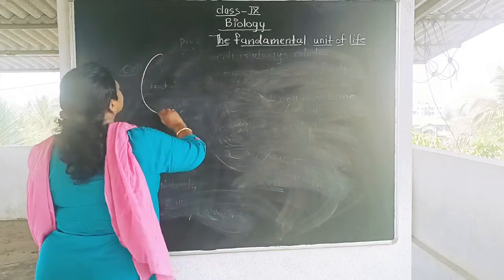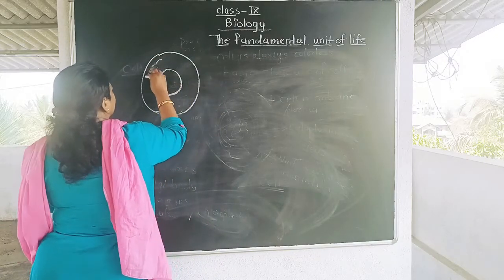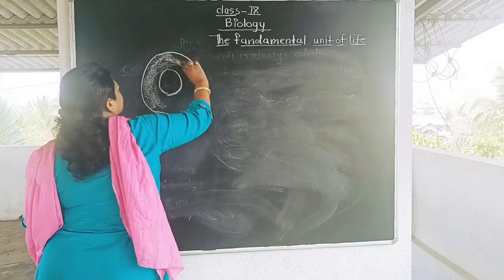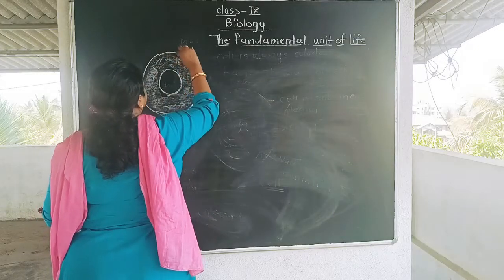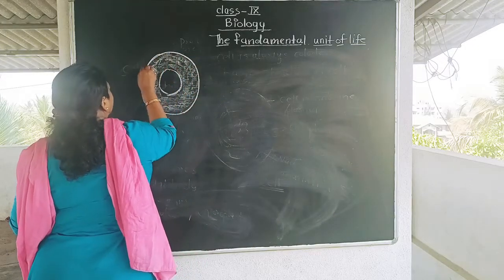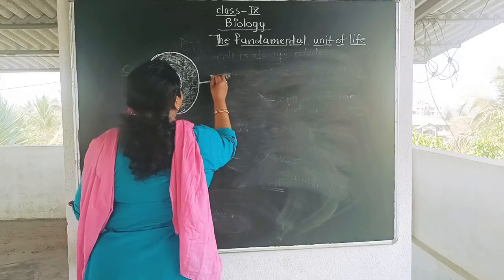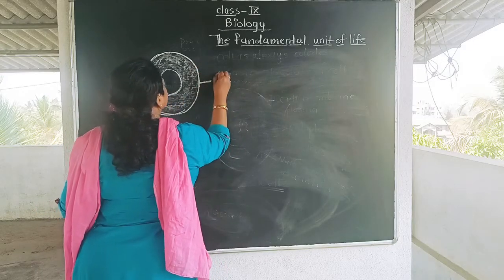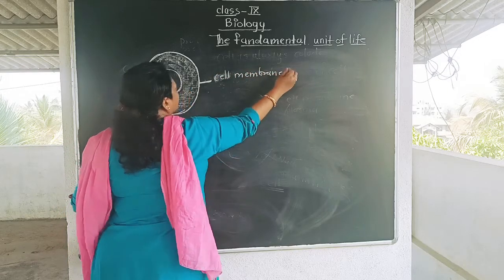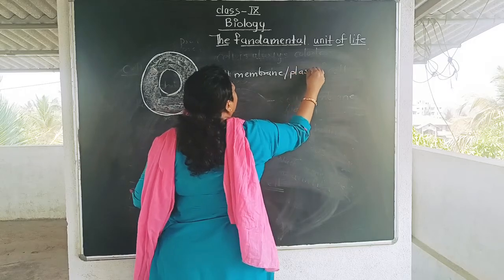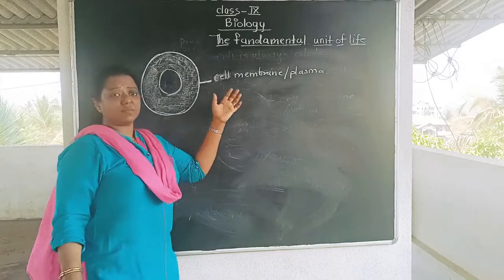Again, here I would like to draw a small diagram to explain to you. Nucleus, okay, here is the cytoplasm. Okay, this is the nucleus, and after the cytoplasm, that is called as what? That is called as cell membrane. Cell membrane or plasma membrane. Okay. So now today we are going to have a discussion on cell membrane and cell wall.